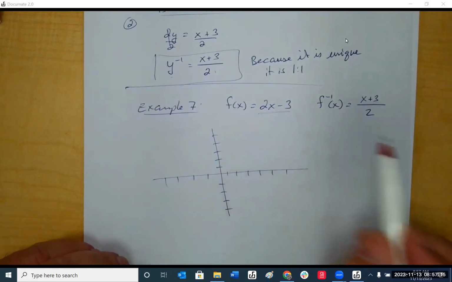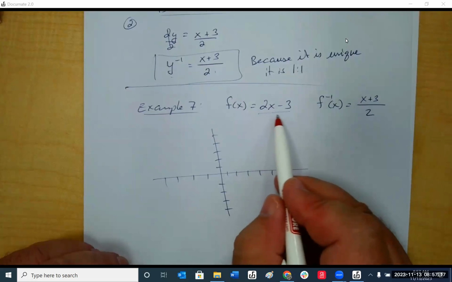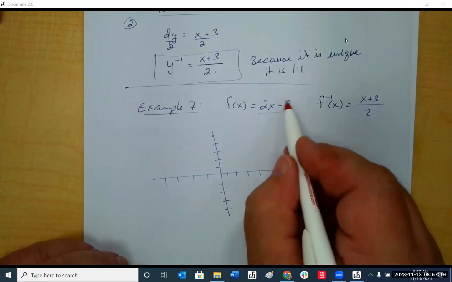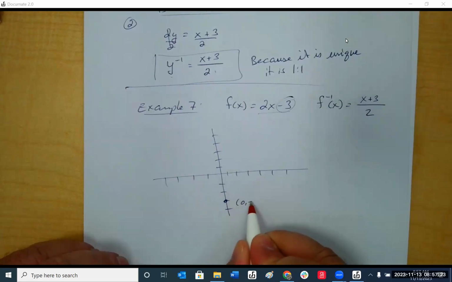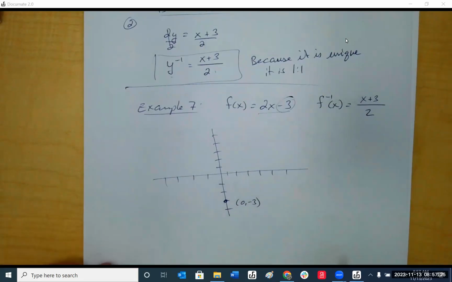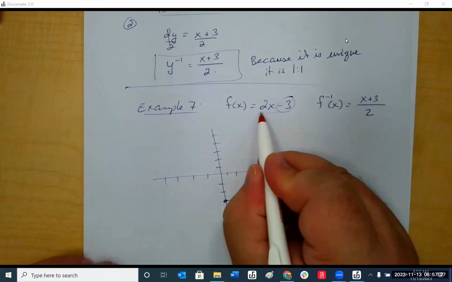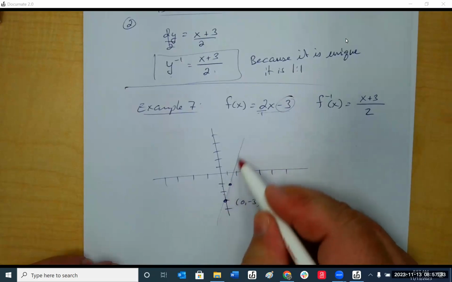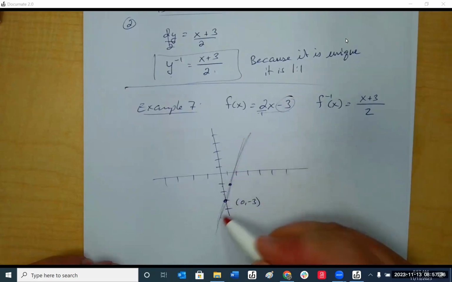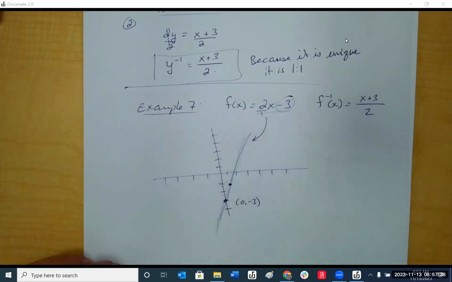Remember in chapter 1 how we drew this graph? It's a linear equation. It's got a y-intercept of -3, so at 0, -3. Slope is go up 2 over 1 and connect the dots. So there's that graph.